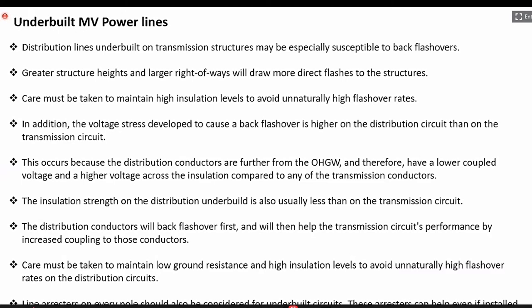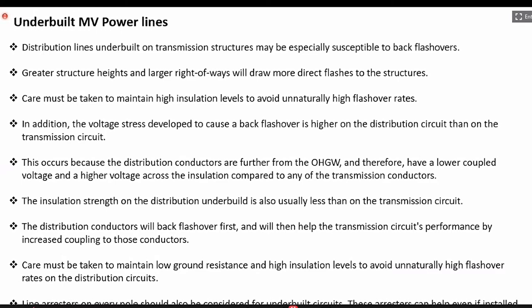And then care must be taken to maintain high insulation levels to avoid unnaturally high flashover rates, because when we calculate the flashover rate, we will get one value, but the actual case may be different. In addition, the voltage stress developed to cause a backflashover is higher on the distribution circuit than on the transmission circuit. The simple reason is our insulators are smaller.